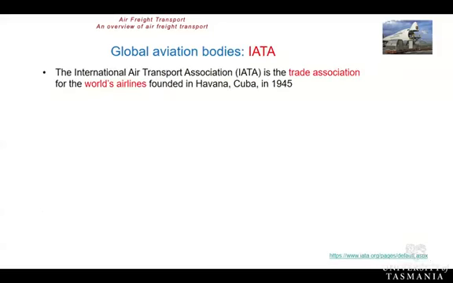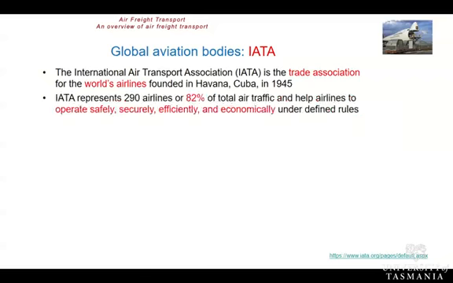Another body that was formed around about that same time in 1945 is IATA, the International Air Transport Association. Now, this is a little bit different, a fair bit different if you like, from the previous one, and that is that it's the trade association for airlines. So over 80% of airlines are signed up to IATA, and they've got a collective voice when they're having conversations with ICAO and government. And once again, they are seeking to operate safely, securely, efficiently and economically, which is very consistent with what ICAO's ideals are as well.